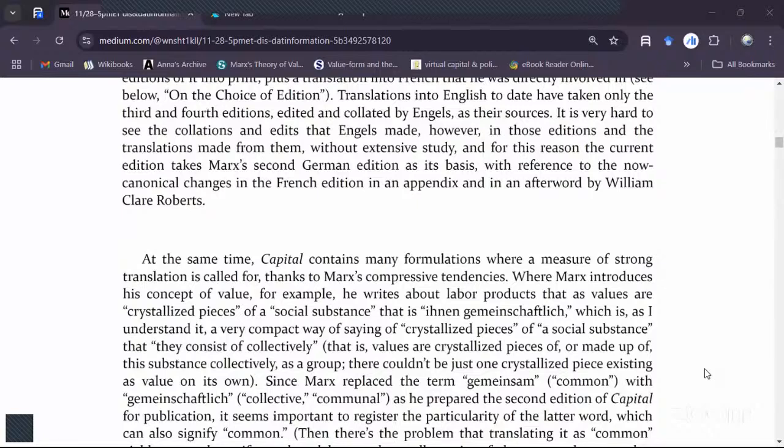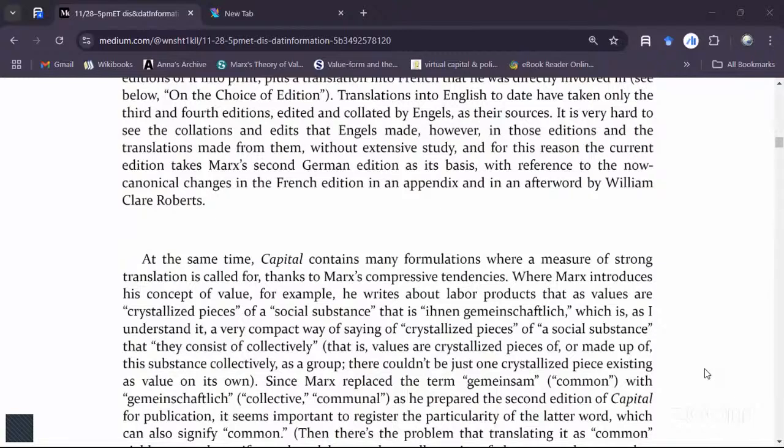At the same time, Capital contains many formulations where a measure of strong translation is called for, thanks to Marx's compressive tendencies. I think Reiter is talking about certain issues that occur in translation, and I guess translation from German. I'm not a German philologist, but it seems to me that German linguistics is structured in such a way that meaning compresses at the front end of a sentence, and so you have to get a sense of what its meaning is as it unwinds towards the end of the sentence.